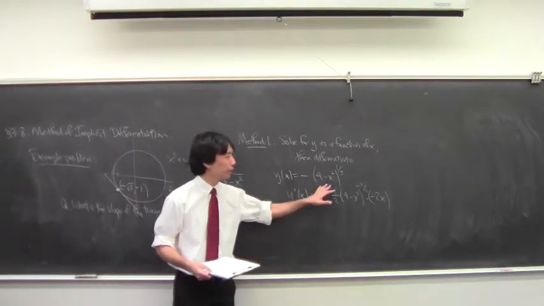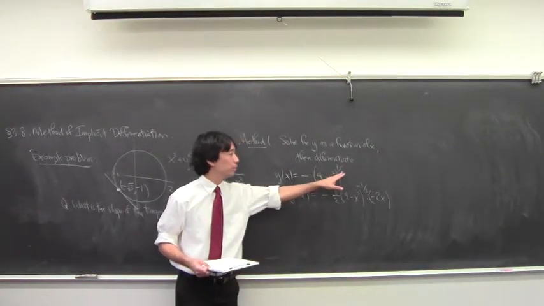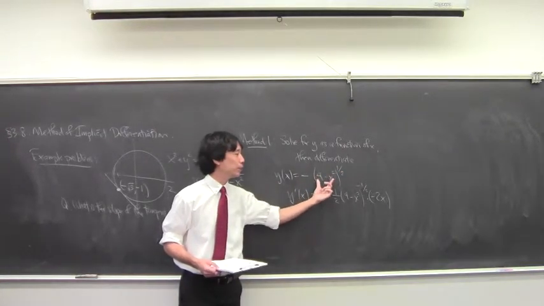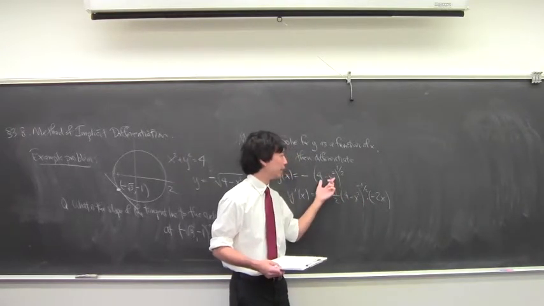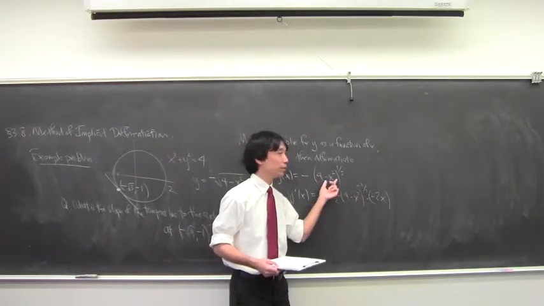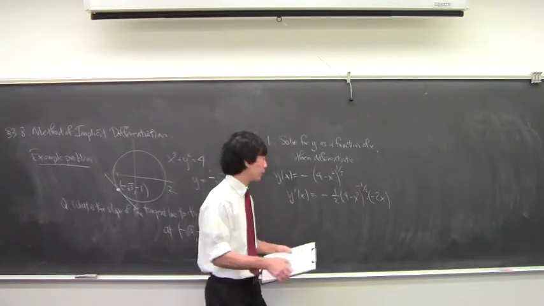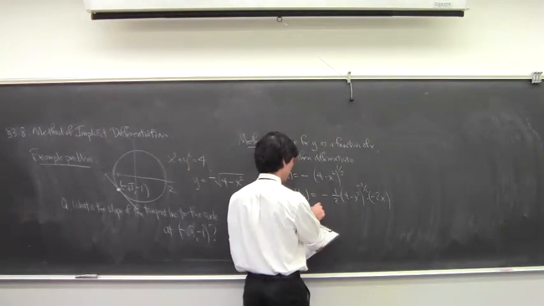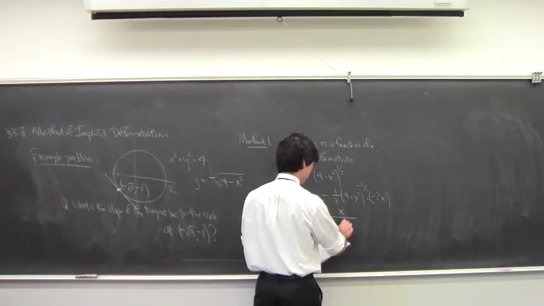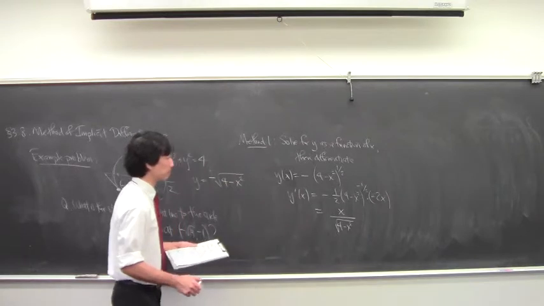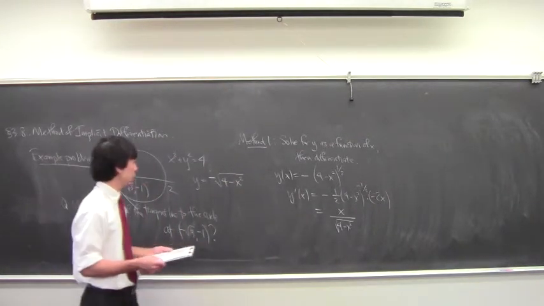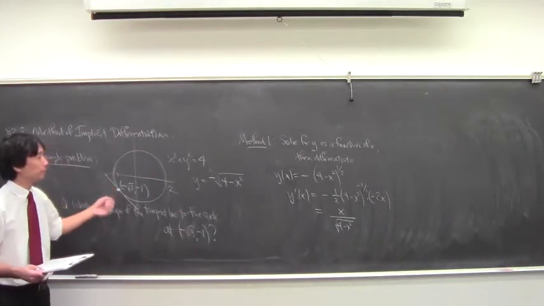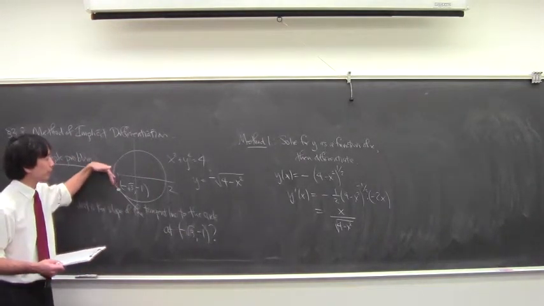Right, so by the chain rule, differentiate the outside guy, which is blah to the 1/2, and then evaluate that at the inside guy, and multiply that by the derivative of the inside guy. So you end up with x over the square root of 4 minus x squared. Okay, and so that's the derivative of the function.